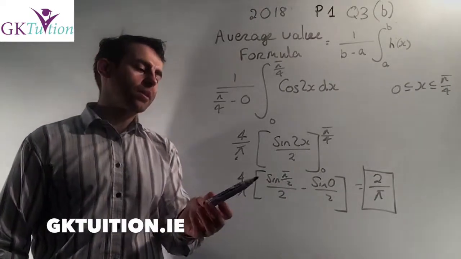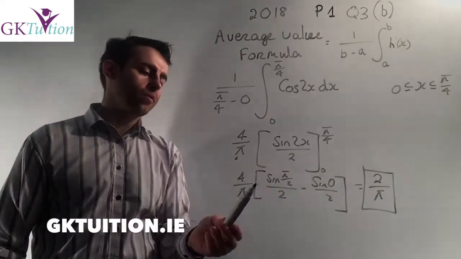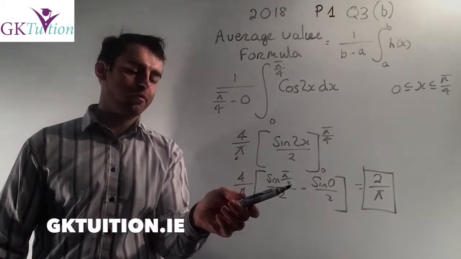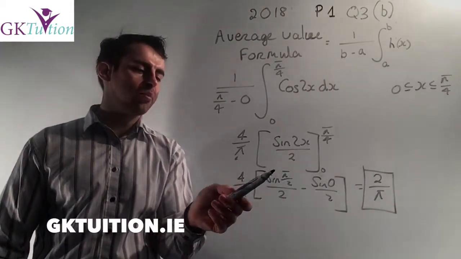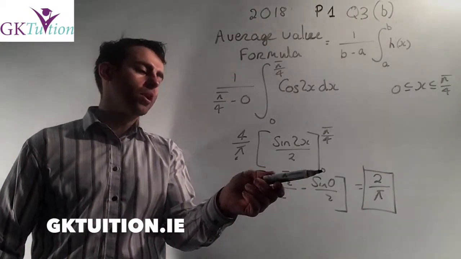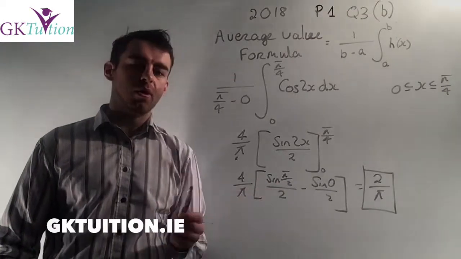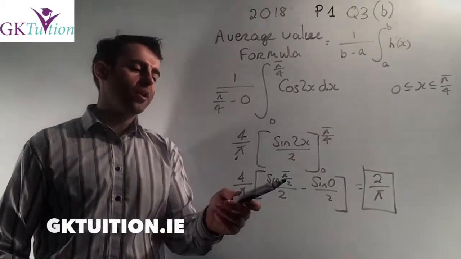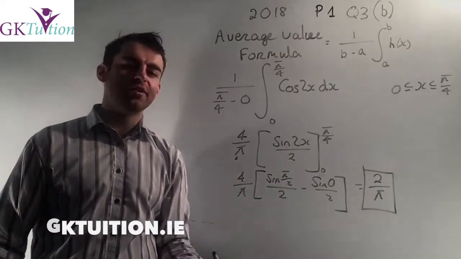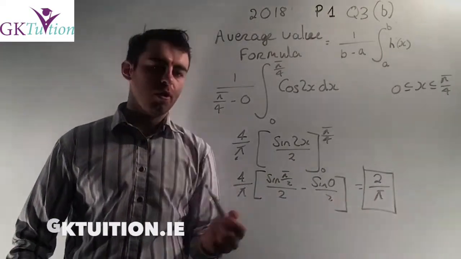If I apply my limits, the first thing you do is you sub in pi over 4. 2 times pi over 4 becomes pi over 2. So you get sine pi over 2 over 2. And if you sub in your lower limit, which is 0, you just get sine 0 over 2. Just be careful, make sure your calculator is in radians when you plug that in. But if you plug all that into your calculator, your final answer is 2 over pi.